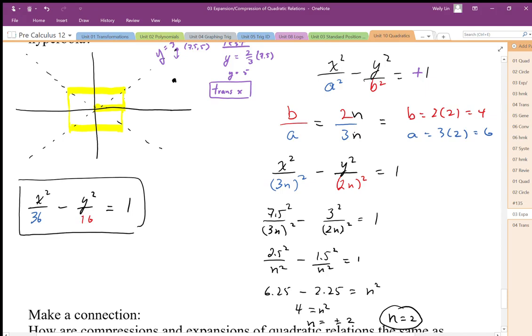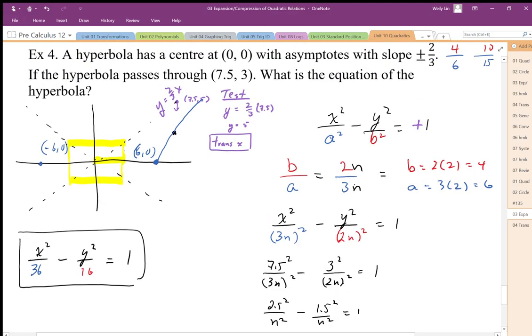I know that it's trans x, so I know that my vertex now is at 6. Okay, so that's going to be at 6, 0, and I have another vertex here at negative 6, 0, being trans x, and I can draw my hyperbola through that coordinate, like that. Okay, so then it just follows the asymptotes here, follows the asymptotes here, and again, I just need the vertex and the asymptotes, and that should be able to give me the correct shape of that hyperbola.